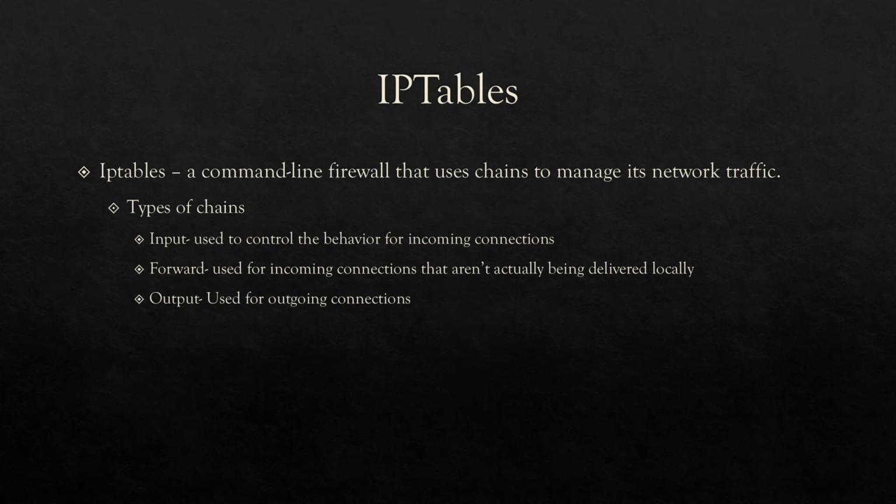And then there's output chains. The output chain is used for outgoing connections. An example of this is trying to ping a website, and iptables will check the output chain to see what the rules are regarding that ping and that website before making the decision to allow or deny the connection attempt.